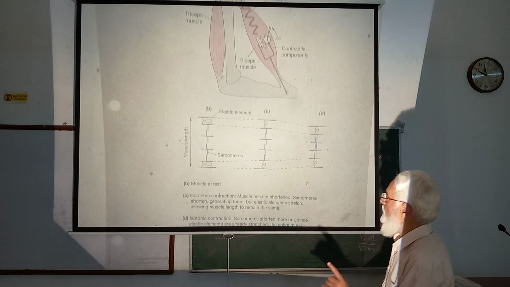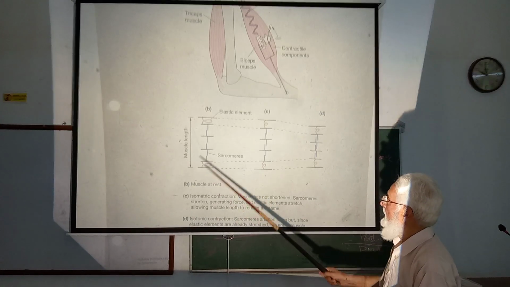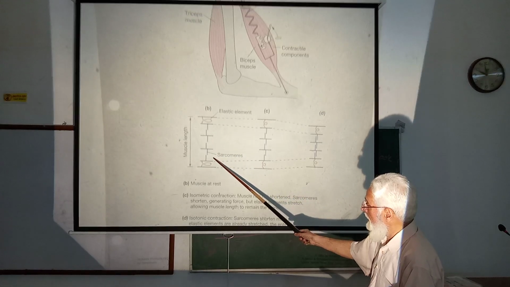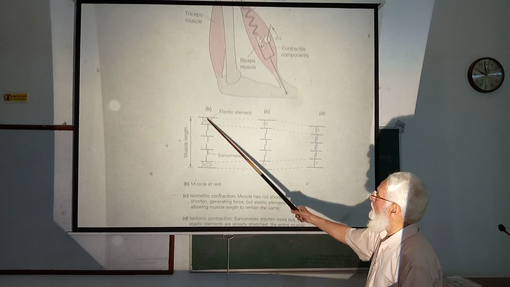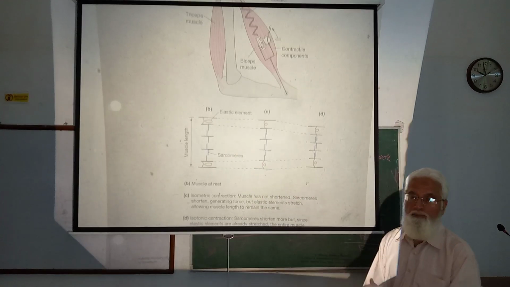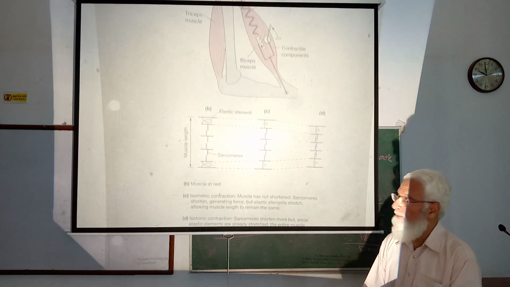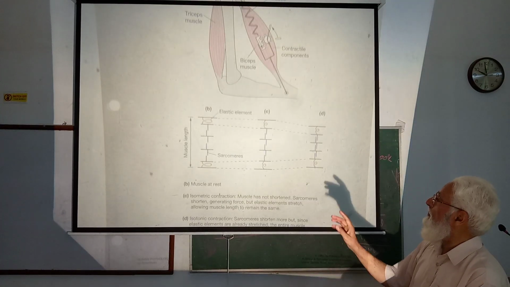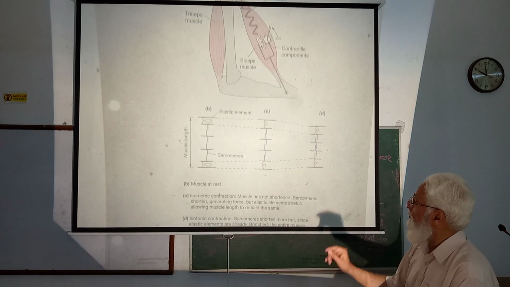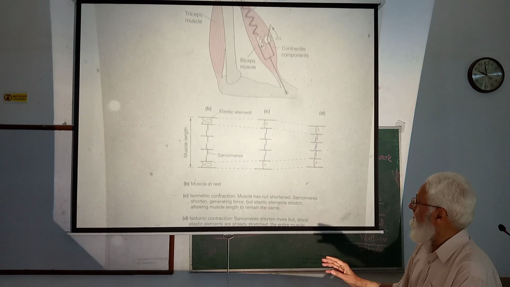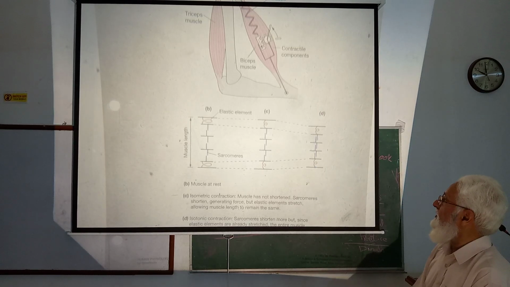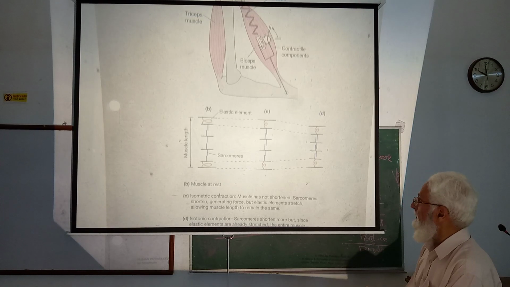So keep in mind, during muscle contraction, the contractile component undergoes shortening, while the elastic components undergo stretching. And in order to decrease the muscle length, the contractile component must shorten 3 to 5% extra to neutralize the stretching of the elastic component.